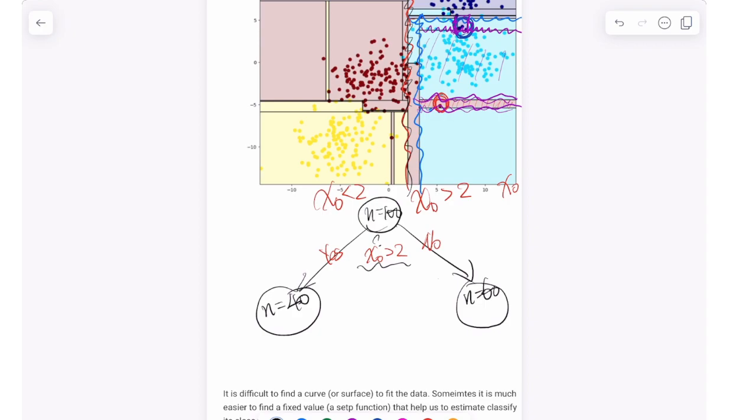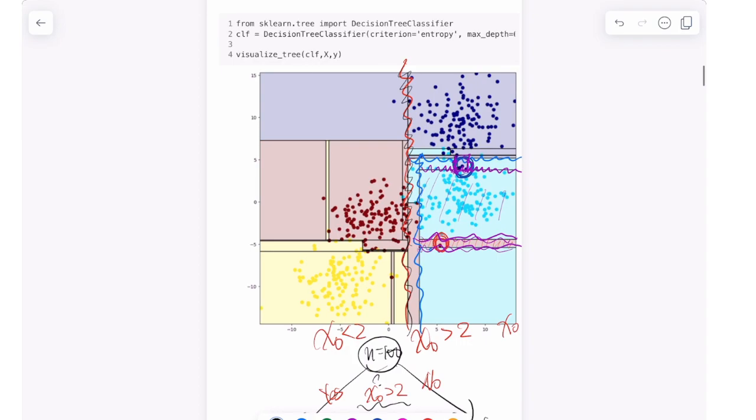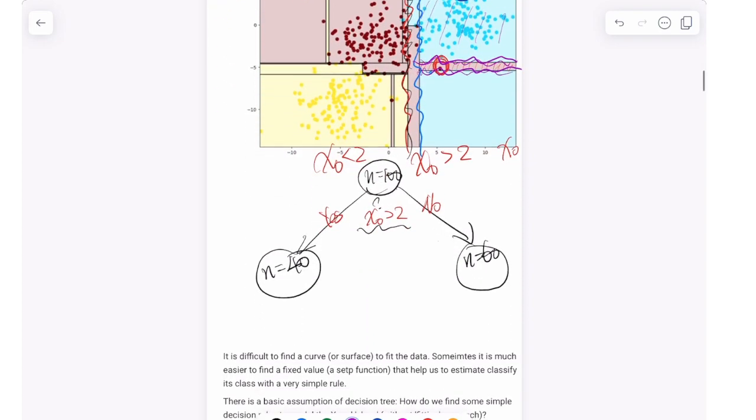So we can draw another boundary line, for example right here. That is x1 larger than, for example, 7. So we can ask another question, which is x1 larger than 7, a yes and no. So we can further divide those 40 data points into 2 different subspaces. And maybe there will be 10 right here, and 30 right here, and so on and so forth.